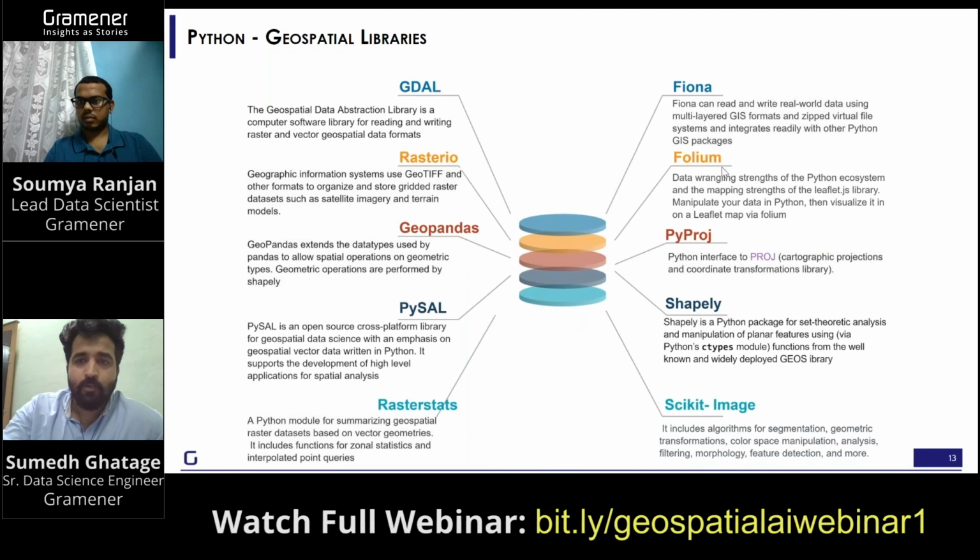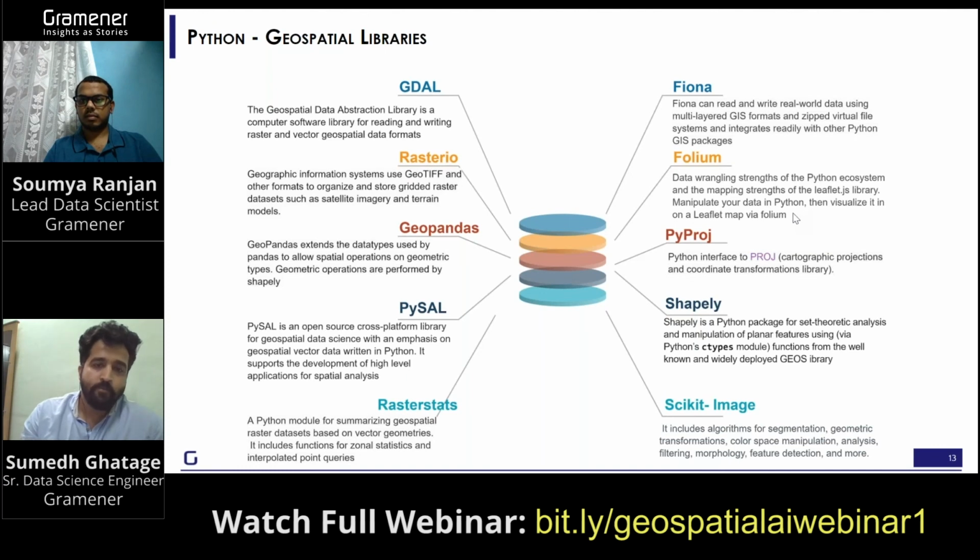After this, the Folium library gives the data wrangling strengths of the Python ecosystem and the mapping strengths of Leaflet.js. Leaflet.js is used for visualization of geospatial datasets for web mapping and other capabilities. So in Python itself, we can visualize whatever queried data we have, on top of base maps, using Folium. There are n number of different libraries being used, but these are some of the prominent and regularly used ones.